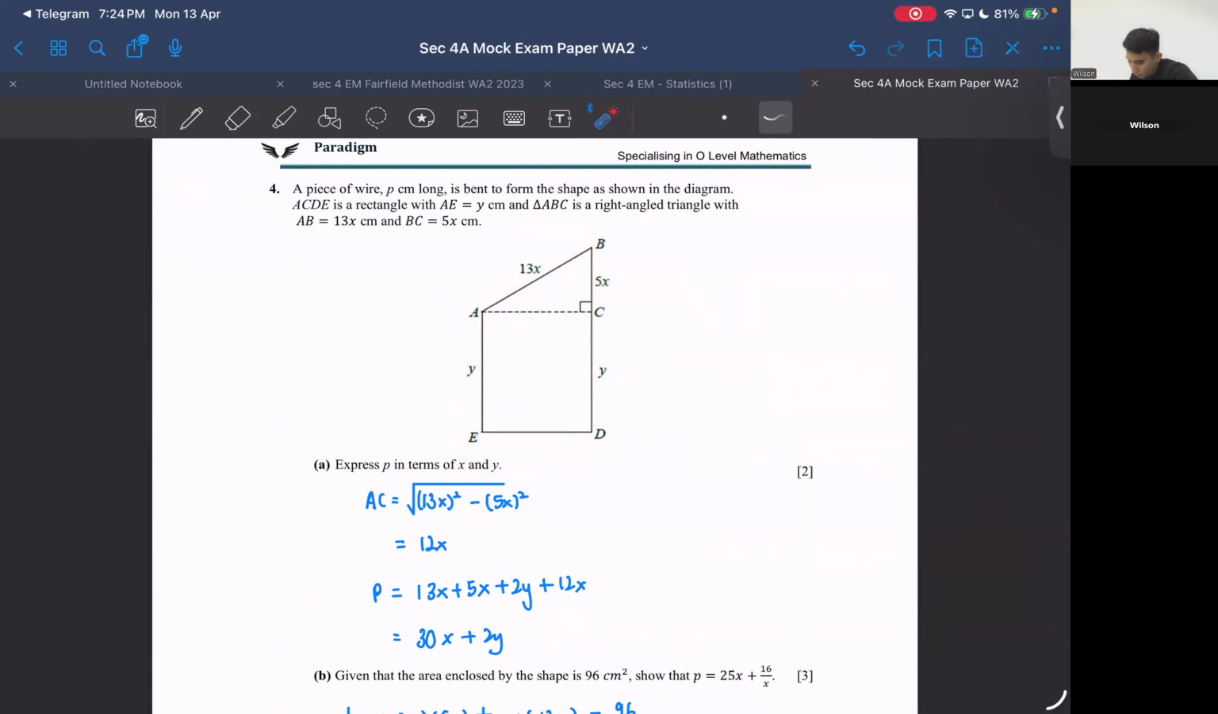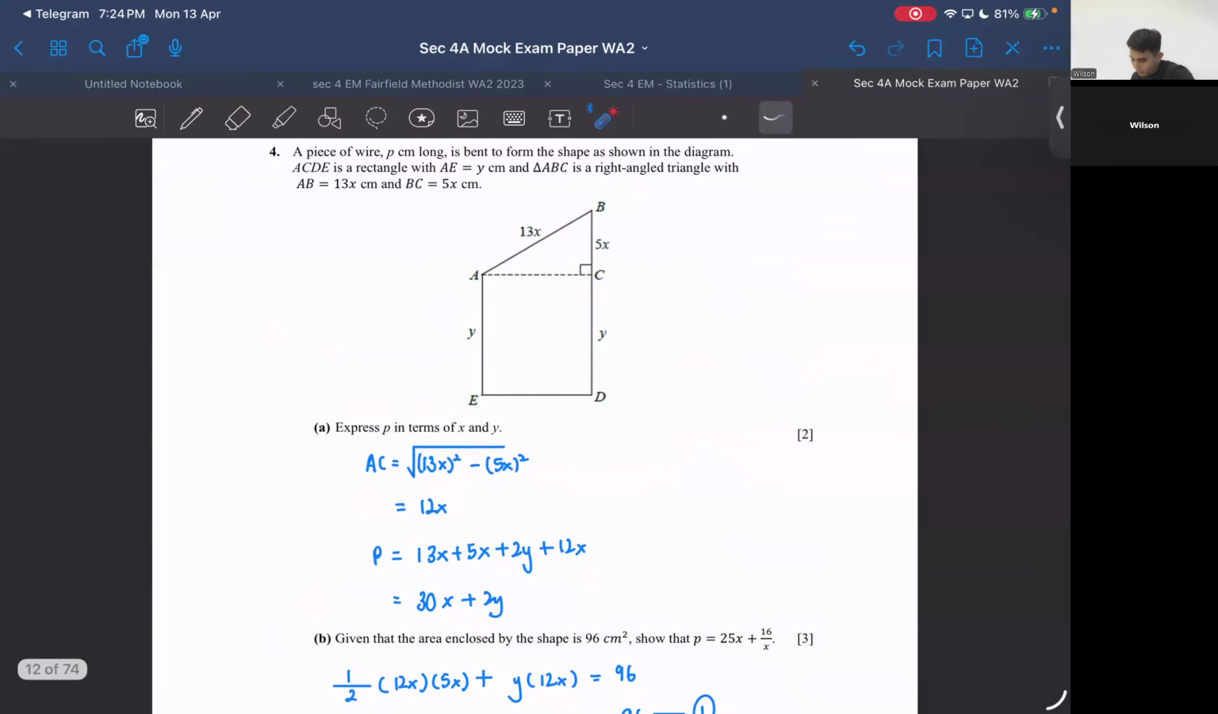My first step is to find out this length, right? Because once I find out this length over here, I can find out my ED expression. So over here, can we agree I'm applying your Pythagoras theorem? Applying Pythagoras, 13x squared minus 5x squared, this one will be 12x squared. So this portion over here is 12x.